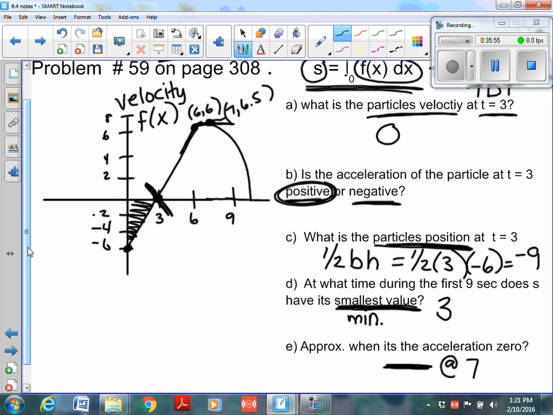And that's why I wanted to make sure you know how to read a graph like this. And that is about it for today.